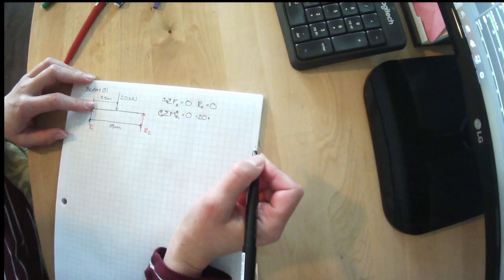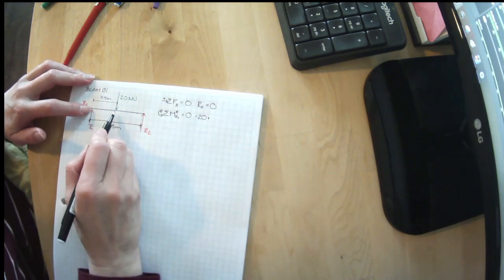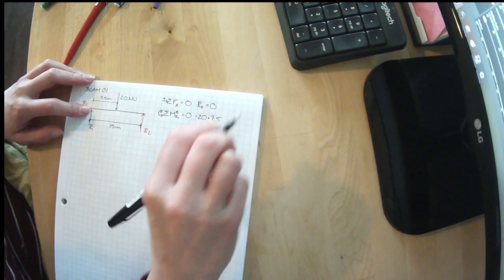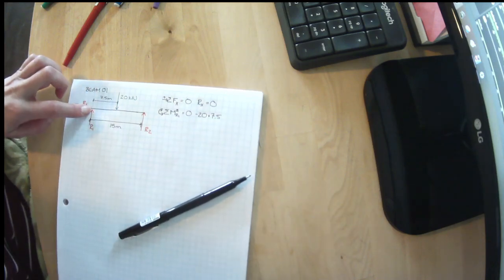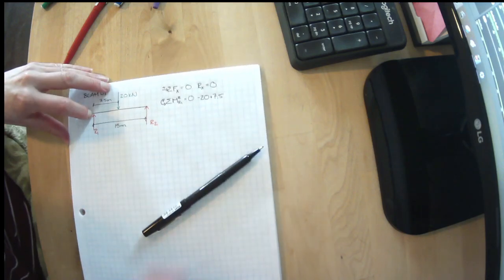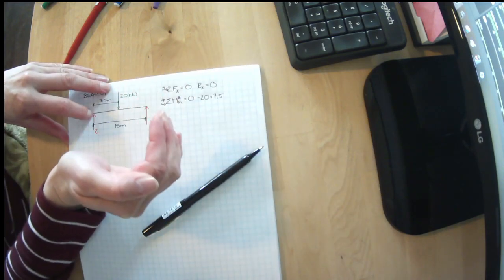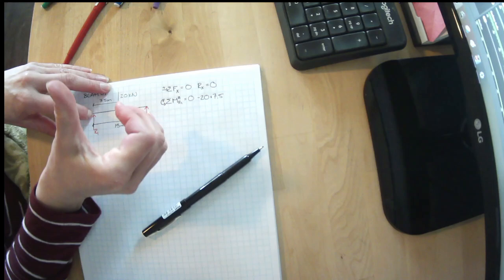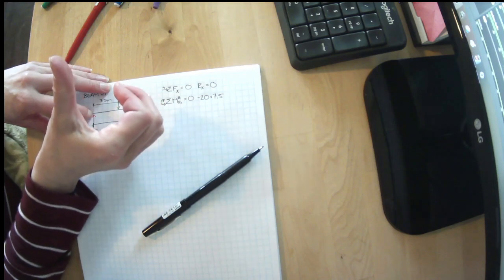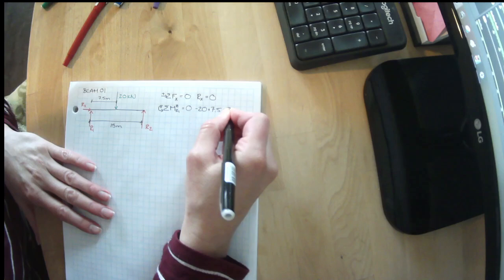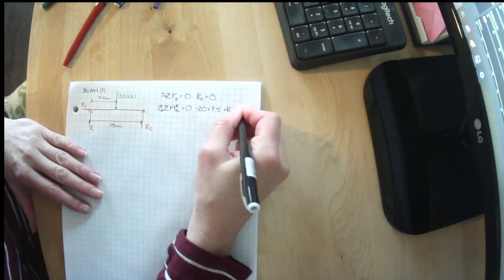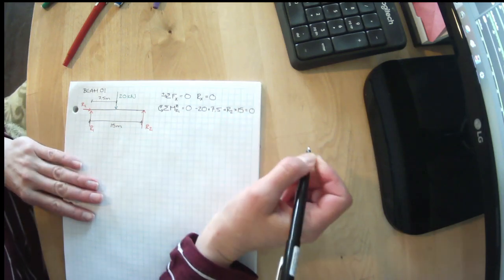And to be a moment, we need a force and a distance. So its distance is 7.5 meters. R2 is causing it to spin in that direction. If I curl my fingers in the direction it's trying to make it spin and then point my thumb, that tells me that it's in the positive direction. So plus R2 times 15 meters equals zero.